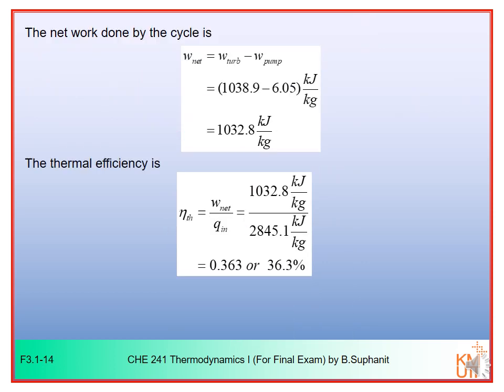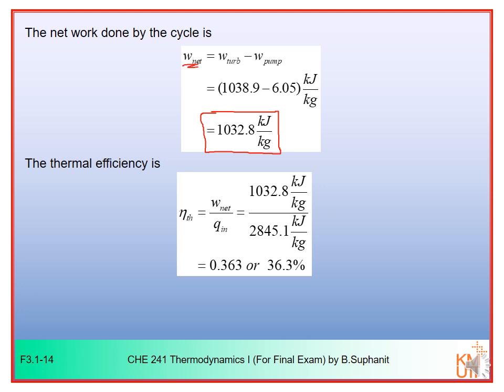Now we have completed the energy balance in all processes: in the pumping process, in the boiler process, and in the turbine process. You can then calculate the net work done by the cycle. W net would be W turbine minus W pump. So W net out would be 1032.8 kilojoule per kilogram.